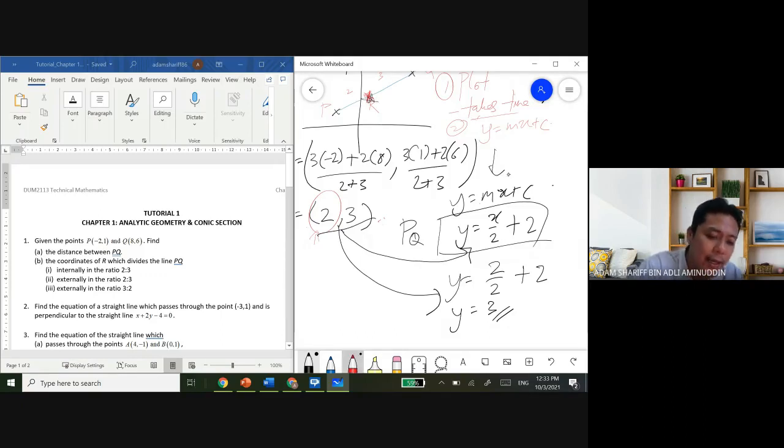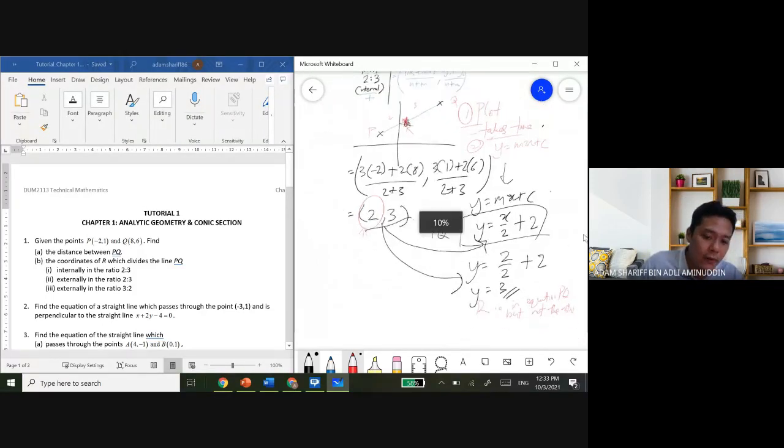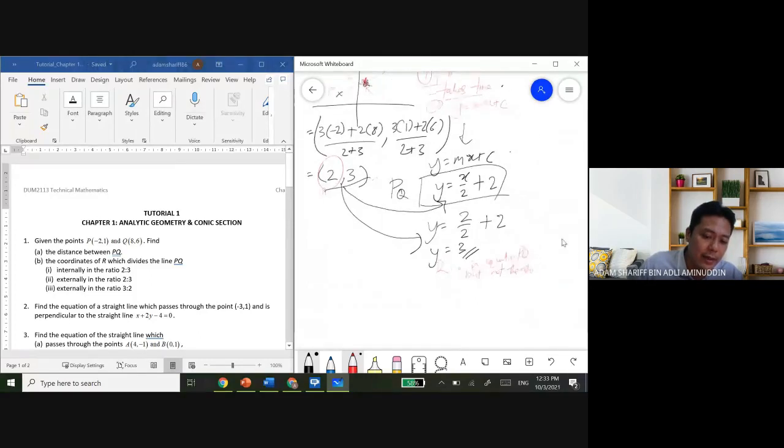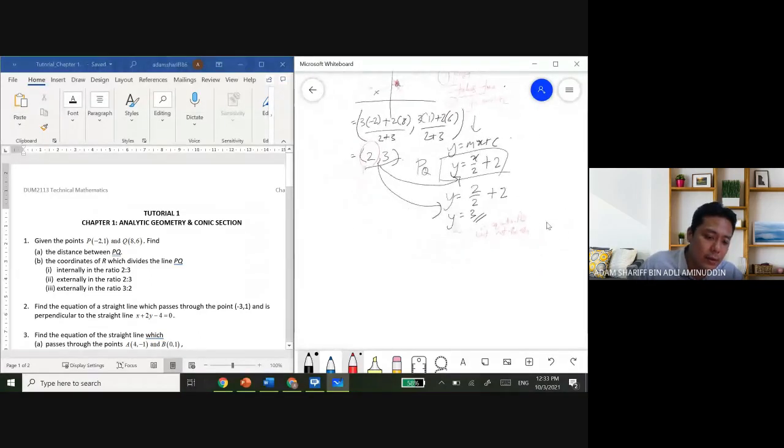Tapi satu kelemahan dia ialah kita tak boleh tahu secara tepat ratio. We can guarantee R is in PQ, but not the ratio. Okay, dia kurang tepat berbanding cara nombor 1, tetapi of course dia lagi cepat daripada melukis. And this style of verification to check whether this answer is reasonable or not is also applicable for B1, B2 and B3.